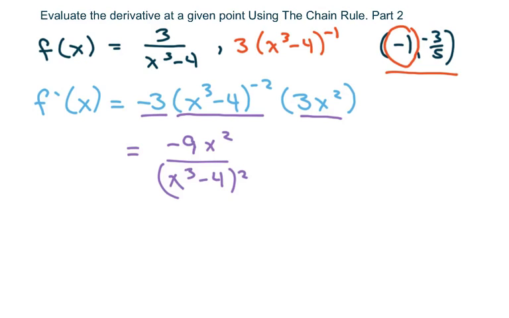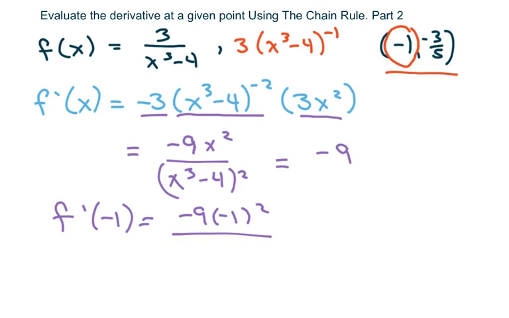Now we're just plugging in negative 1, and when you do that you're going to get negative 9 on the numerator. So basically we're evaluating at negative 1, so you're just plugging in negative 1, and then squaring it. So you're going to get negative 9 over 25.